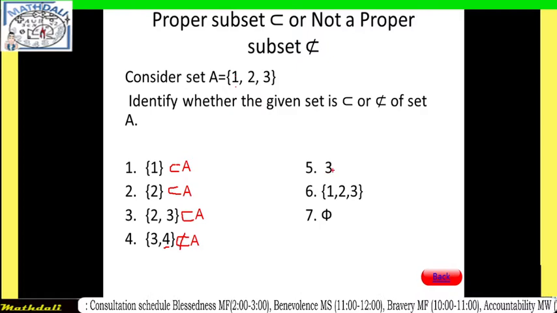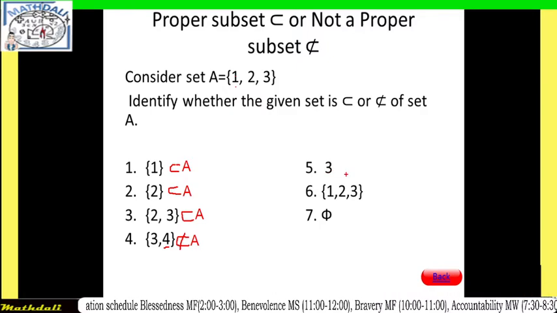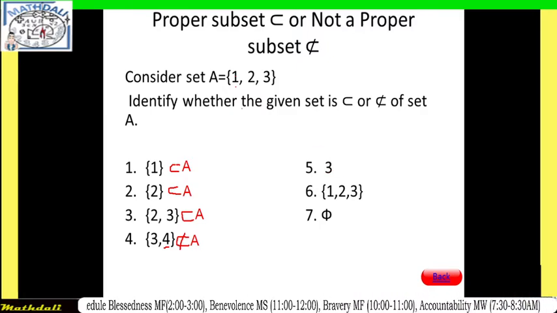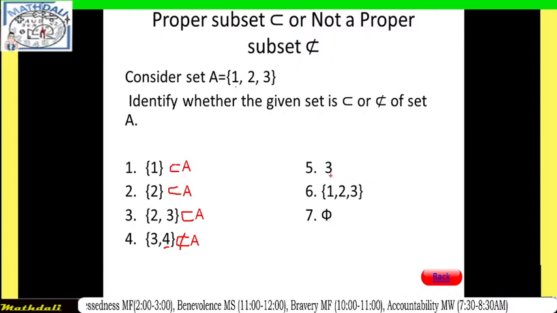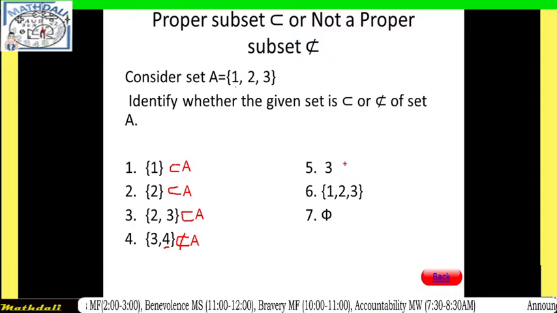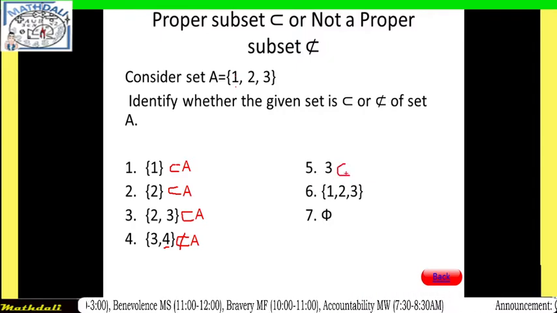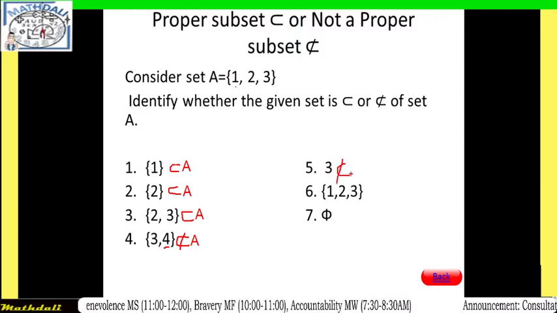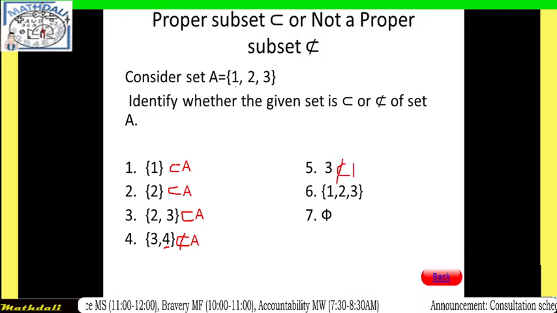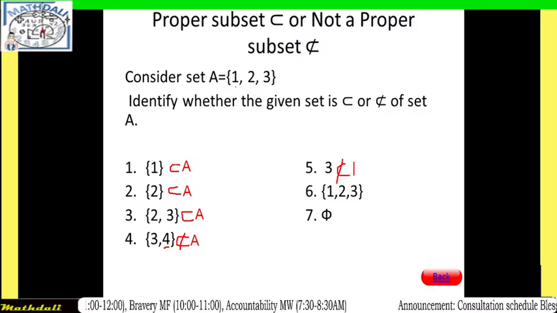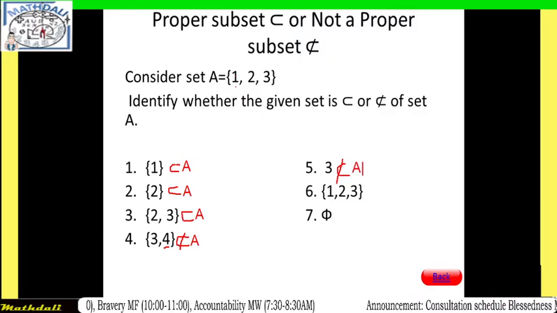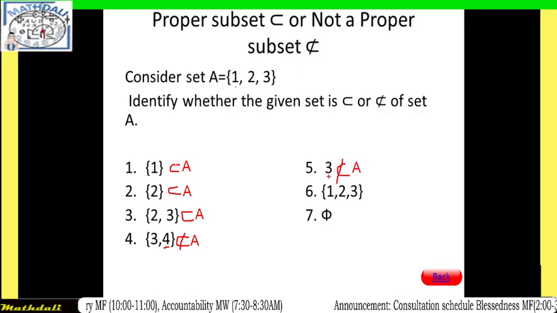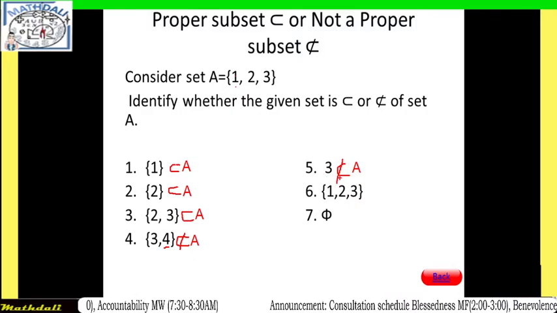Okay, kailangan subset siya. Okay, next, let us have number 5. How about this one? Okay, obvious naman, that is not a proper subset of set A. Kasi ang reason, kailangan pa bang sabihin ng reason? Okay, kasi this one is not a set. This is an integer. Definitely, that is not a proper subset of set A.